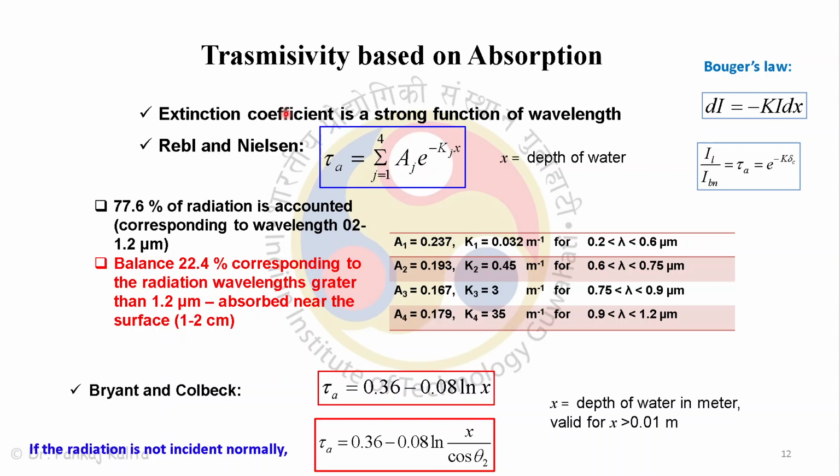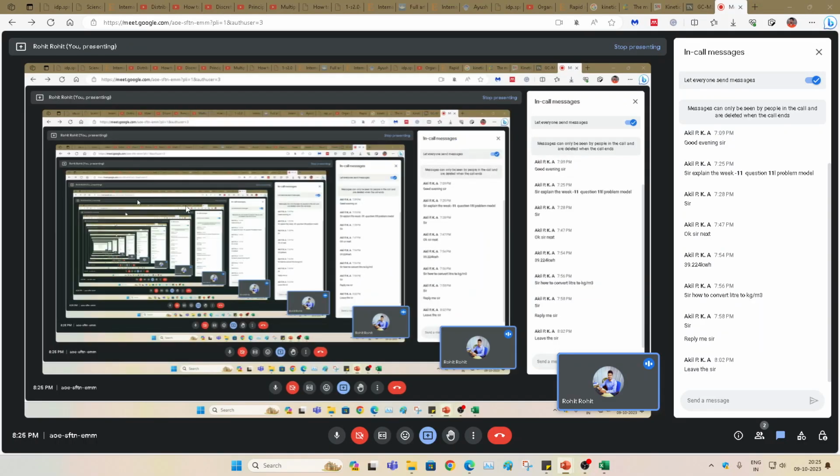So transmitting based on absorption, and 76% of radiation is accounted. So basically, when we talk of this transmittivity based on absorption, let me see if there are any questions from anyone who can't understand. Then we'll solve this question.